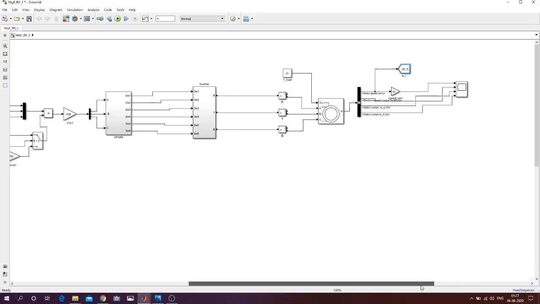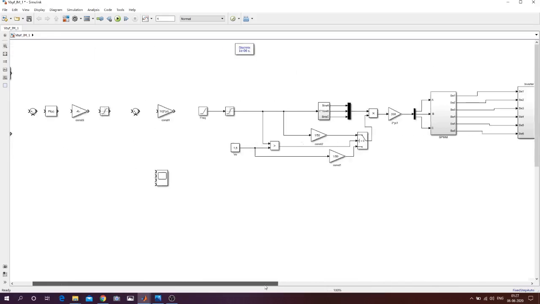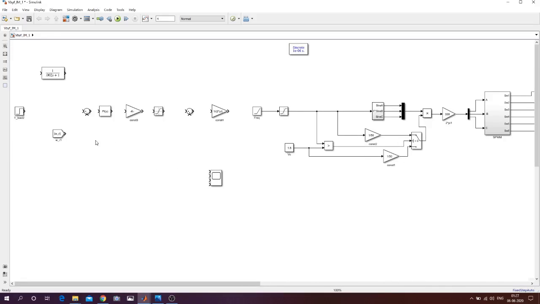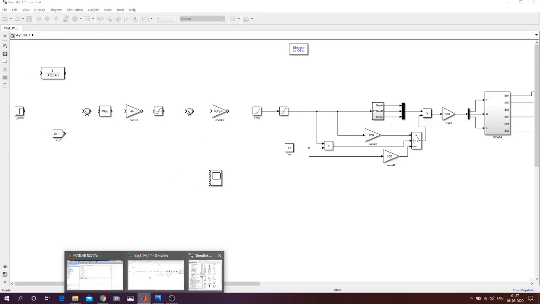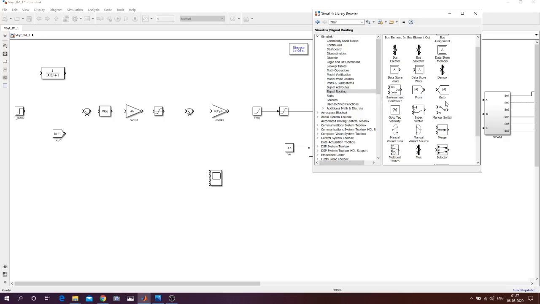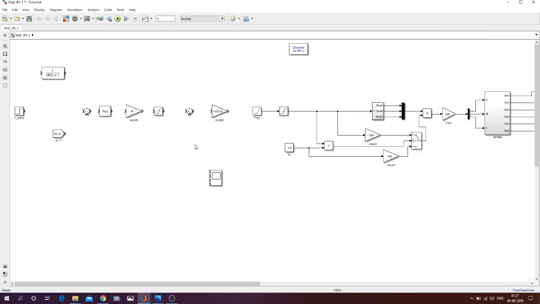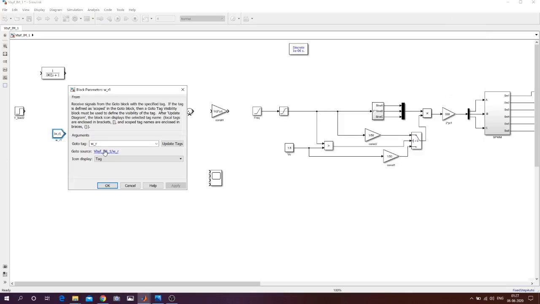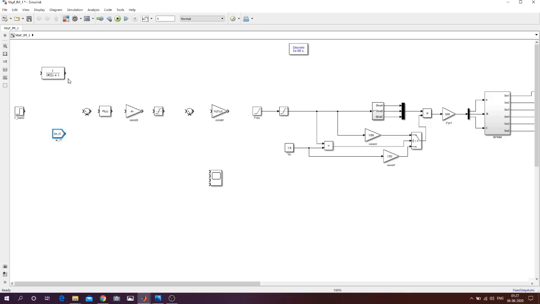Okay, and then the same thing, we have taken the From part, this we have taken, and here we have put the same name so that it is tracked. Now the next thing is that we will put some reference speed. So this is our reference speed.